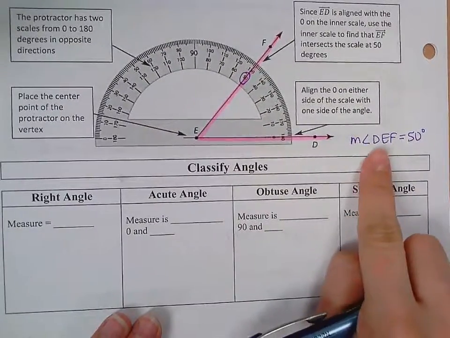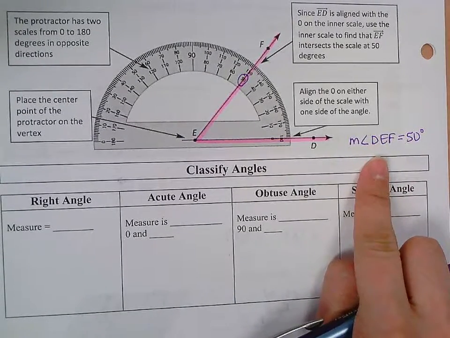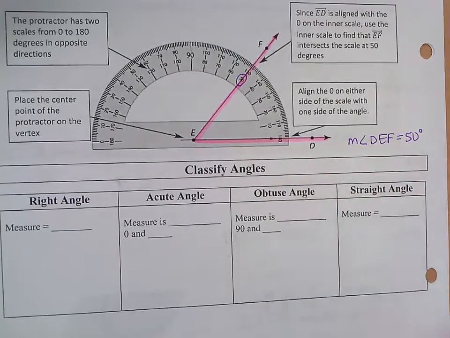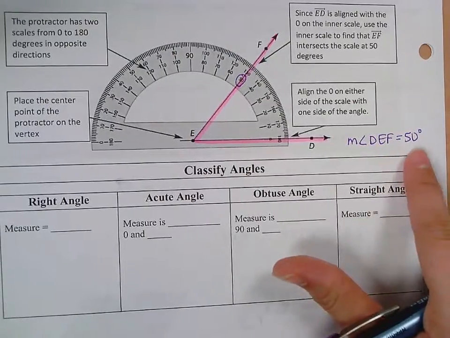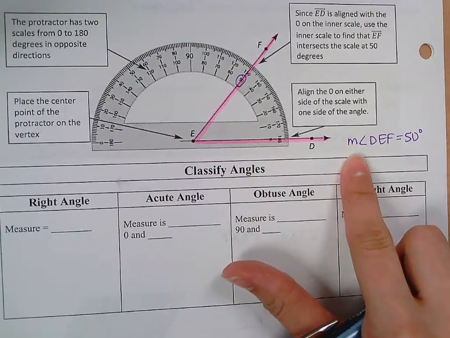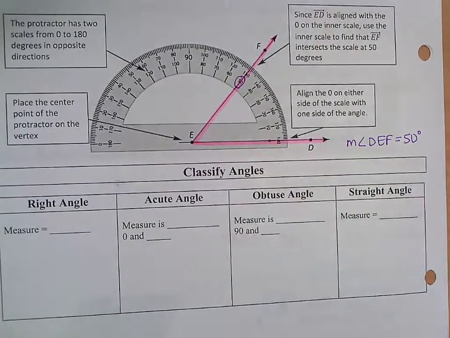So just like there's different symbols or different ways to write a segment versus the measure of a segment, if you just see an angle symbol, it's talking about the name of an angle. If you are talking about the degree measure of an angle, you should have an M in front of that angle symbol. This is the measure of angle DEF is 50 degrees. So when you see that M, that's what that means.